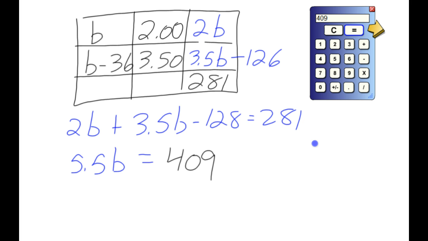So this is going to equal 409. And then I have to divide by 5.5. So 409 divided by 5.5 equals, and you have 74 of those. When you subtract the 128, you get 38. So metallic balloons is 74, and your helium balloons will be 38. Whew. All right, moving on.